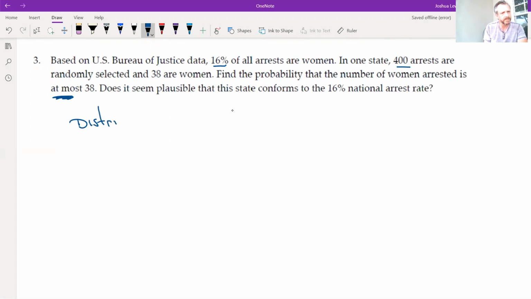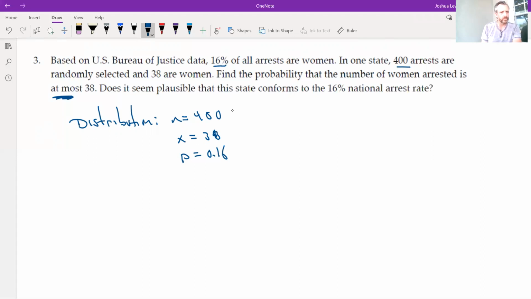Well, it looks like we've got a fixed number of trials, namely 400. It looks like we're counting success as being an arrest of a female, a woman. That X would be 38. We have a probability of 0.16. And there's only 2 outcomes, right? Either a female is arrested or the person being arrested is not female.